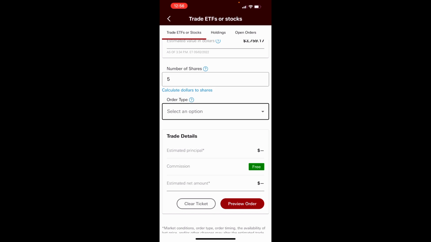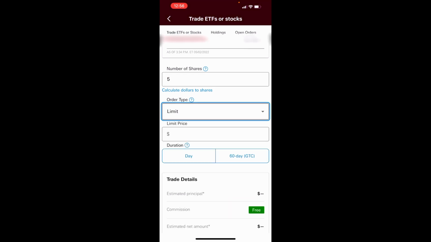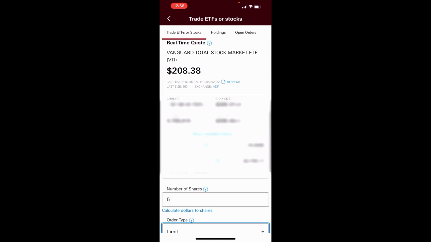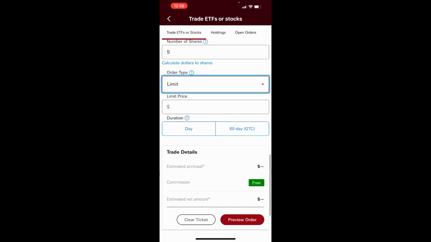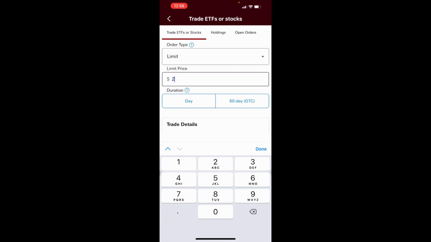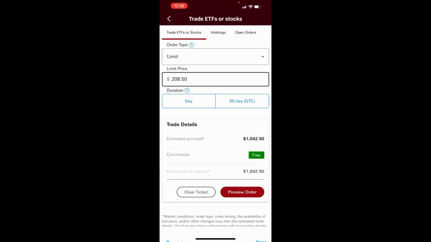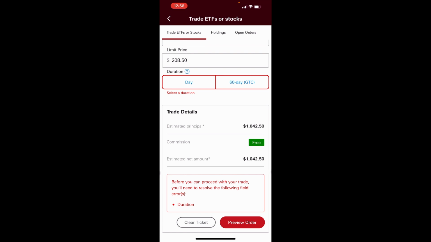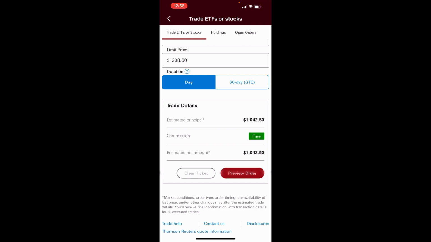And then the type of order, I want to make a limit order, and the limit order price is going to be $208.50. That will ensure that this executes today, because the price should be a little bit below that now. And so I'll just preview the order. It says before you proceed, I want it to happen today, so I'm hitting the day button because that's the duration of the trade.